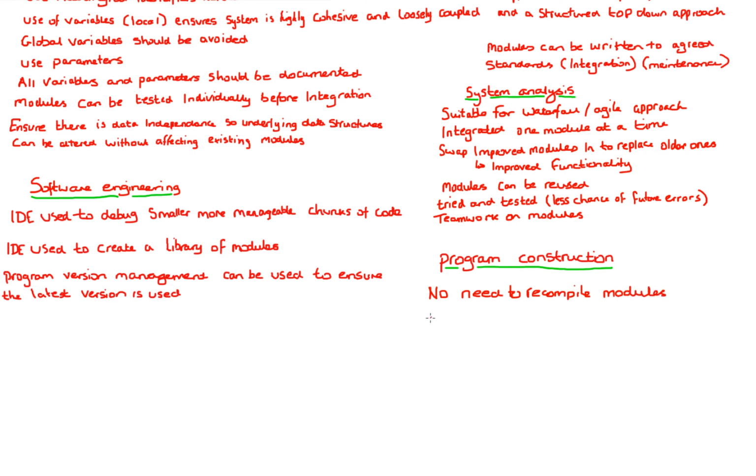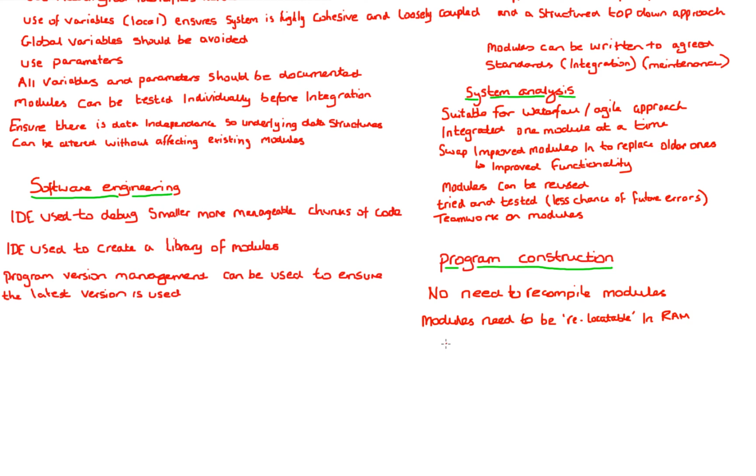What about the fact that there's no need to recompile modules? I'm not saying that no modules need to be compiled. What I'm saying here is that some modules are set and finished, where you can keep them and they don't need to be recompiled again, but newer modules may need to be. So you're actually going to save time during the compilation process by not recompiling everything over and over again.